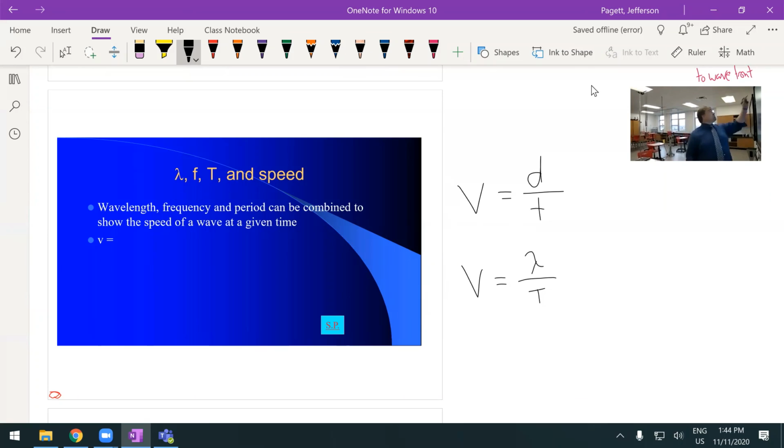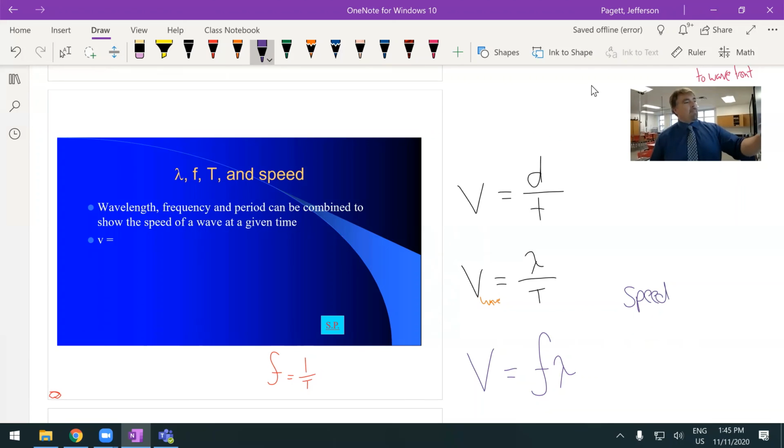And so I can find the speed of a wave, v wave, by taking the wavelength and dividing it by the period. But there's another way to write this, because remember, frequency is equal to 1 over the period. So let's say I don't know the period, I know the frequency, I can rewrite this as velocity is equal to the frequency times the wavelength. And so this will give us the speed of a wave. And this equation is in your reference tables.